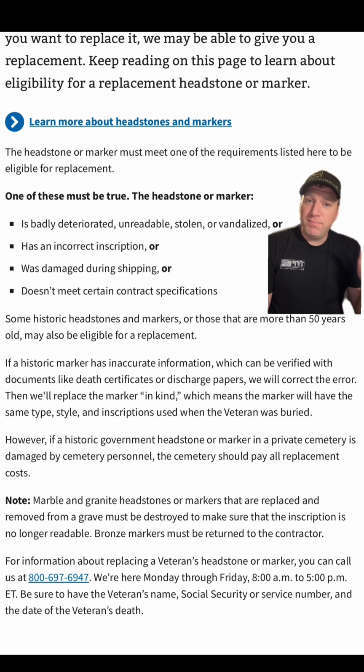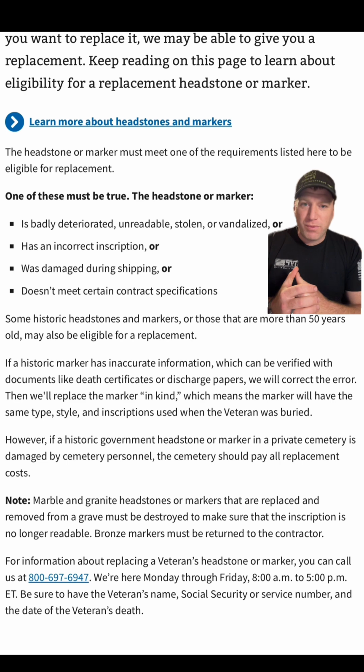So it's all of these monument makers for the VA. There's multiple of them. It's not just one. They have a contract that they have to follow. And if you get a stone that looks totally wrong, then you can send it back and say, I'm not taking this because it's not right. So it says some historic headstones and markers, or those that are more than 50 years old, may also be eligible for replacement. So even if it's in pretty good shape, but it's banged up a little bit or something, you may be able to get a replacement for it.